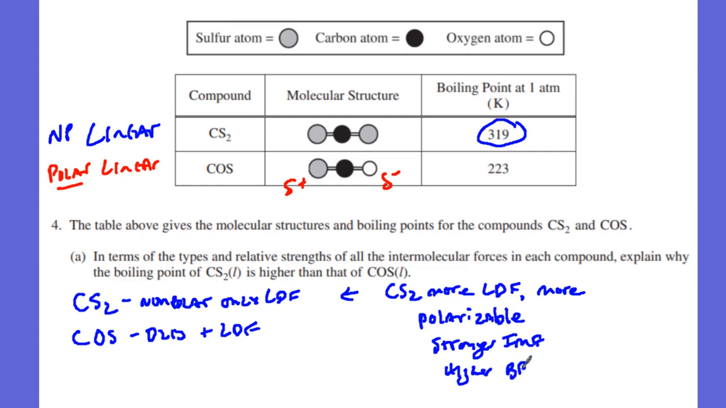boiling point. Okay, this was a 2-point part of the problem. You can see 1 point is correctly identifying the intermolecular forces in both substances, and then 1 point for the specification that there's more London dispersion forces, there's stronger London dispersion forces, there's more polarizability, and therefore higher boiling point. So that was worth 2 points for A.